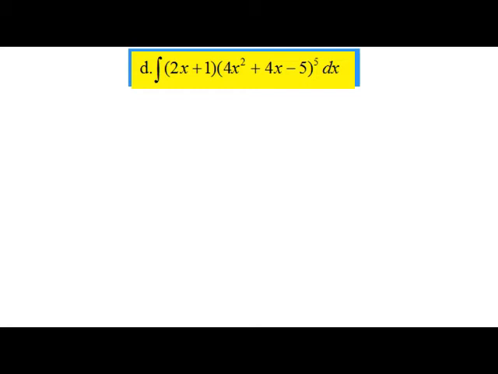So this is our last example, and I'm giving this one as your homework. But I will give you an idea where you may assume 4x squared plus 4x minus 5 here as your f(x). I think that's all for now.